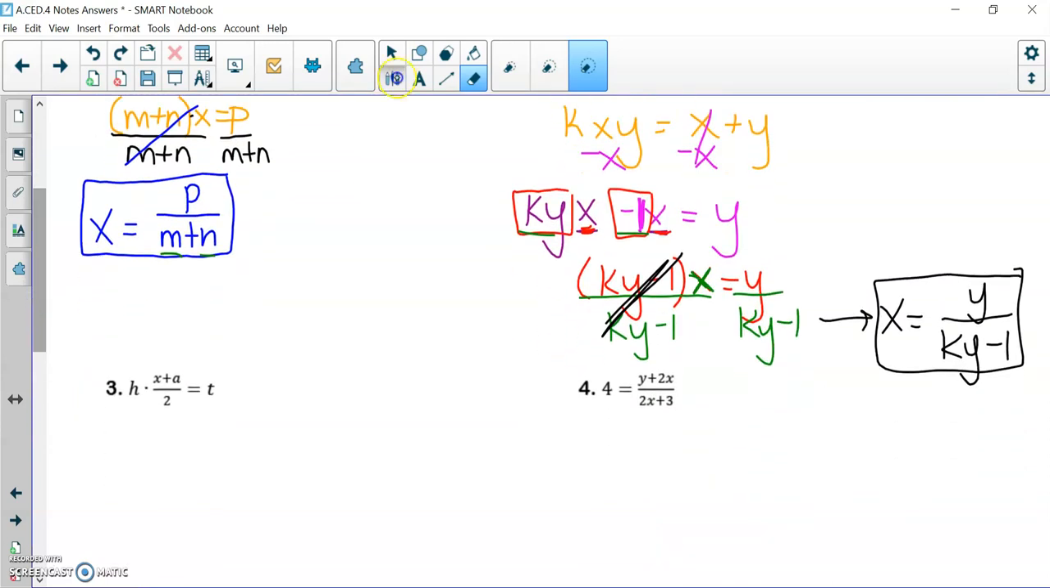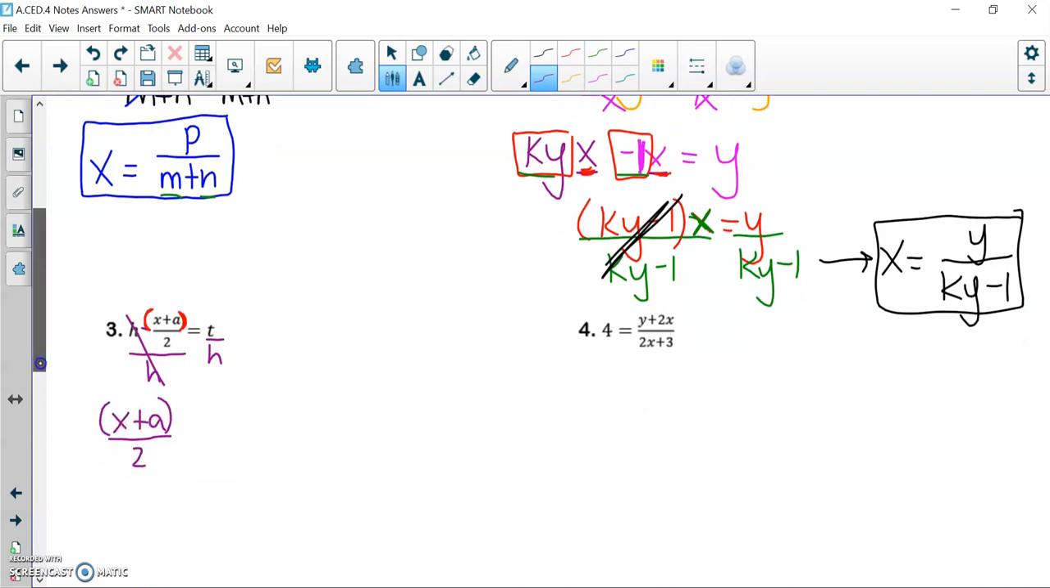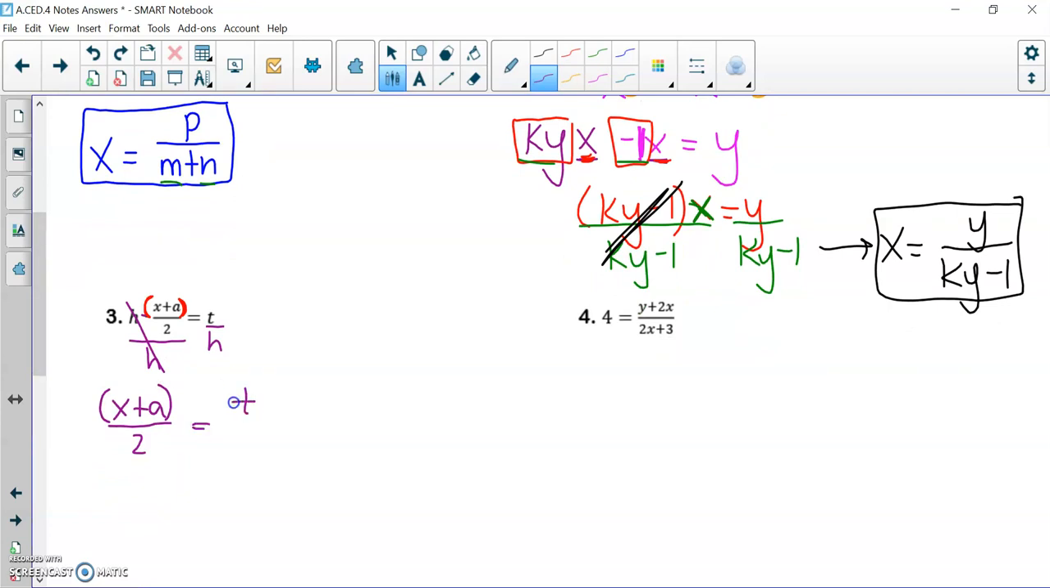All right, number 3. Okay, so technically there's parentheses or imaginary parentheses around this x plus a, so we'll take care of that last. So I'm first going to take care of that times h by dividing by h on both sides. So I have now an x plus an a over a 2, which again, technically imaginary parentheses around that x plus a, is equal to a t over an h. So now I'm going to take care of that divided by 2 by multiplying by 2 on both sides.